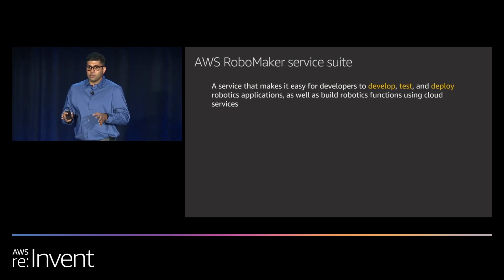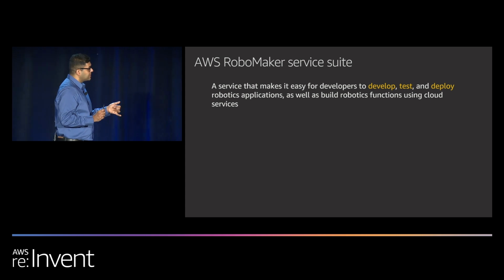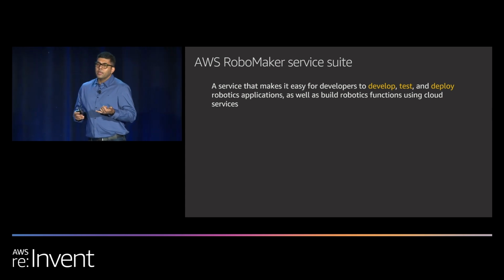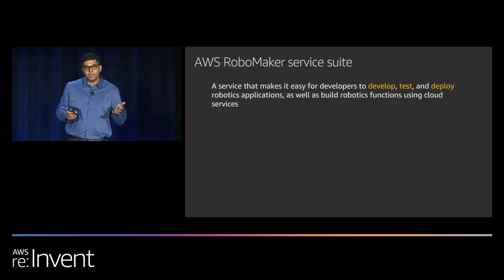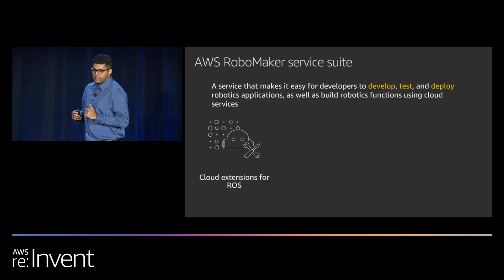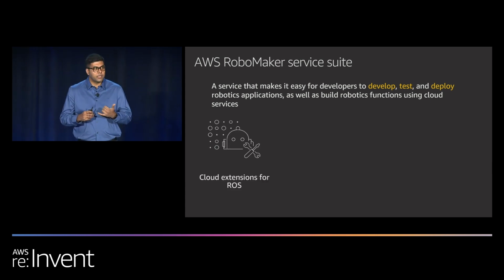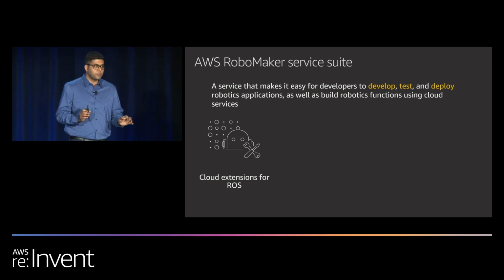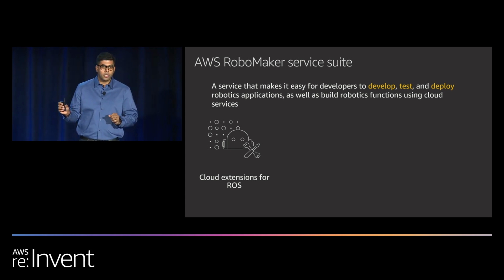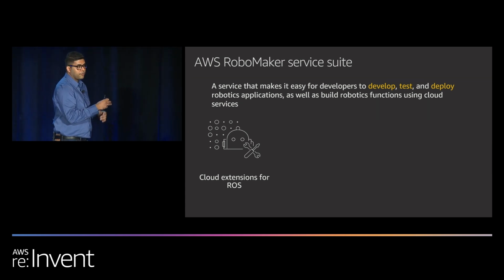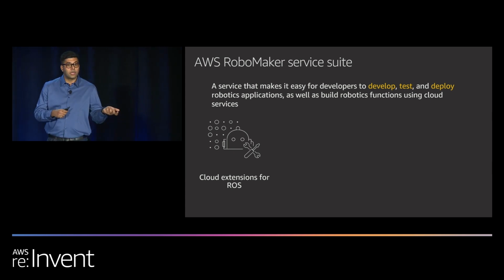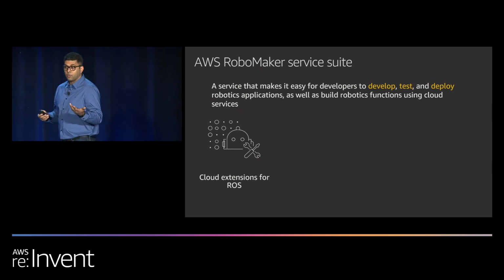We launched RoboMaker about a year ago. It's a service that makes it easy for developers to build, test, and deploy robotics applications at scale. Think of RoboMaker to have 3 independent yet integrated features. First, the cloud extensions are something that enables you to extend the capabilities of ROS to the cloud. These are open source packages that you can install as a node on the robot, and then it'll send data to the cloud. For example, you can have a CloudWatch node on the robot that's collecting information from the particular robot, and then sending it to Amazon CloudWatch. So you can monitor the robot from Amazon CloudWatch.